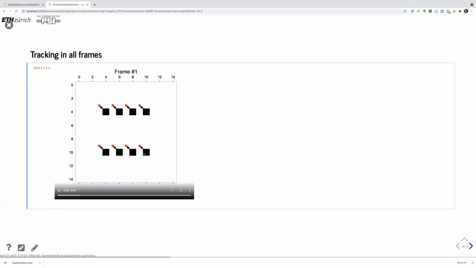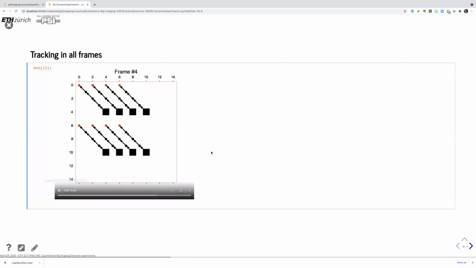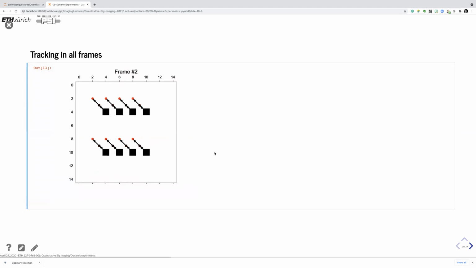And next one would be to track step by step. So the first one was 0 to 1. The next one is 1 to 2 and 2 to 3 and so on. And we can see here that this algorithm is actually doing pretty well in tracking these points. What you can also do, no, I'm coming to that later, actually.